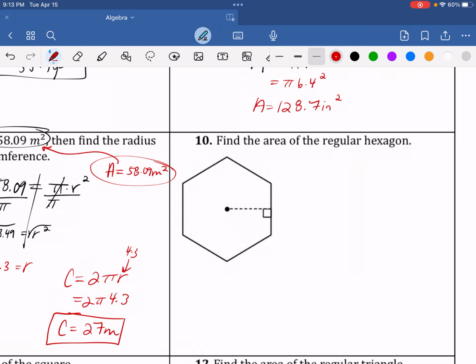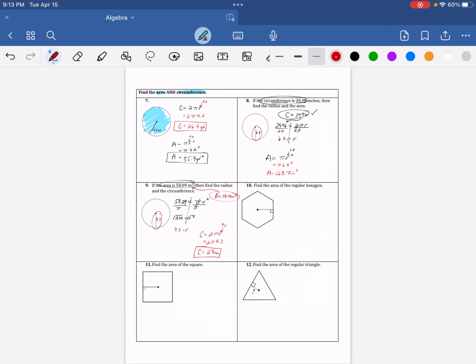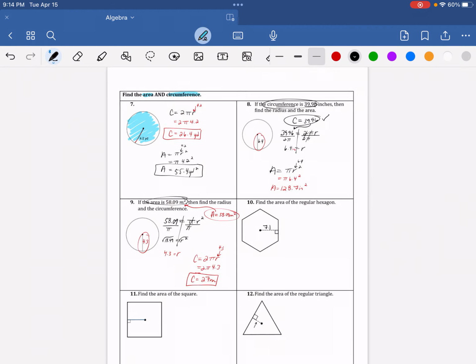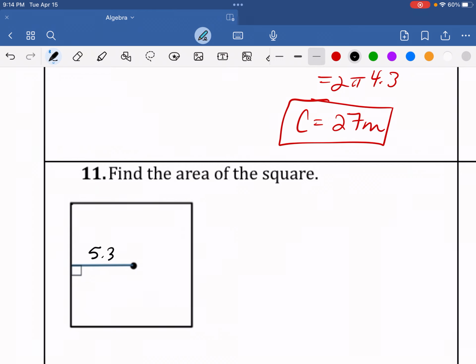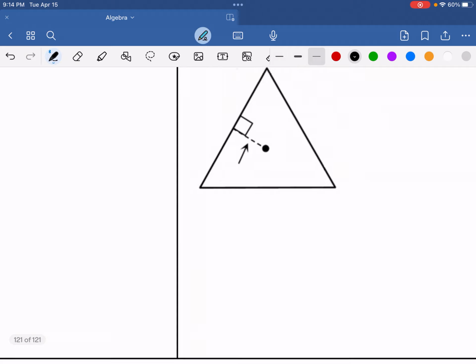For the last 3 problems, you are finding the area, and you're technically also finding the circumference. Circumference is perimeter, so you're finding the perimeter because you need it in the formula. For these, you were supposed to write the number 7.1, 5.3, and they're meters for all of them, and then 4 meters for the triangle.